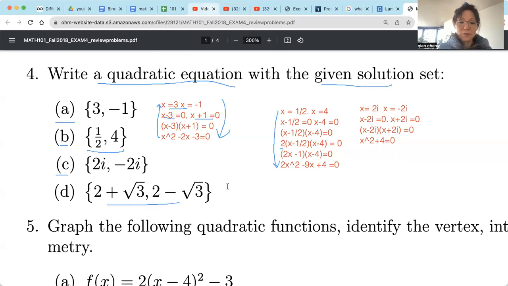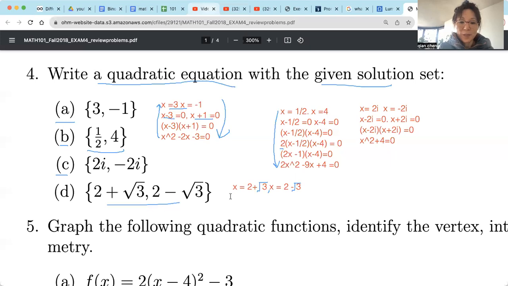So they are conjugates of each other. We do the same thing. We write x equals 2 plus radical 3. Let me write 3 first, and then I'm going to use my pencil to do the square root sign, okay? And x equals 2 minus radical 3. So one solution is x equals 2 plus radical 3. Second solution is x equals 2 minus radical 3.